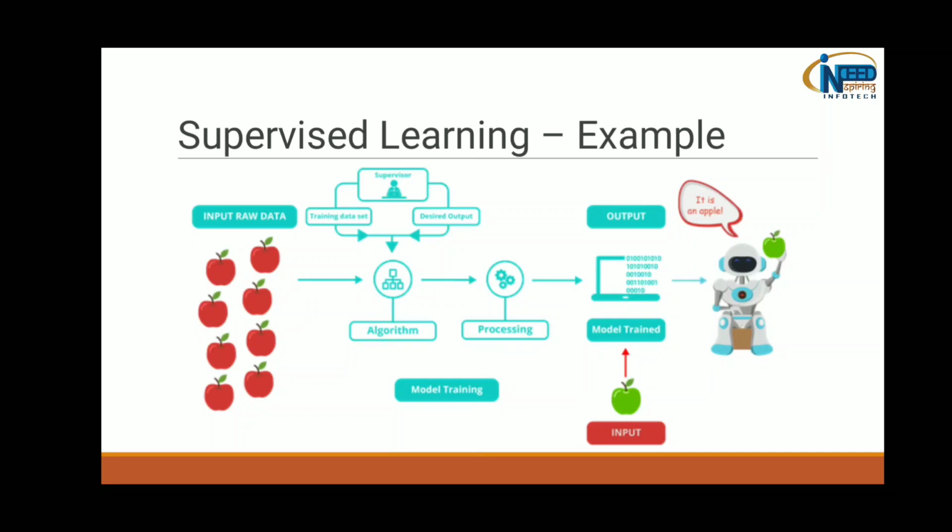When it satisfies all the conditions, it will give an output that this is an apple, with the help of the algorithms that are involved in learning the data about the apples.